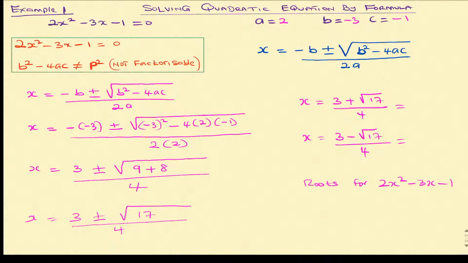These answers are in surd form. We can't find the answer in decimal places this way. 3 plus root 17 over 4 gives 1.78 to two decimal places, or three significant figures. And 3 minus root 17 over 4 gives minus 0.28 to two decimal places.